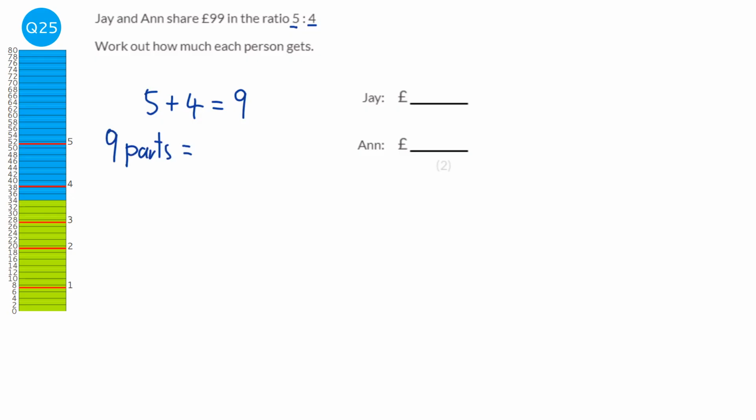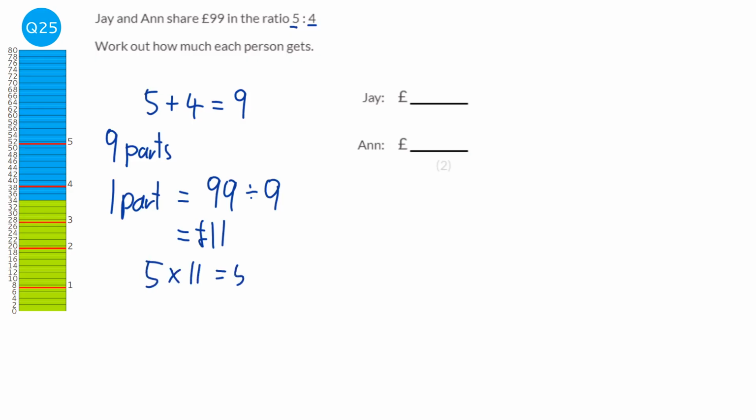Now, each part, oh, I've got an equals there. Each part or each pile is going to be worth what 99, okay, which is the total amount of money, divided by how many equal piles we have. So divided by that 9. So 99 divided by 9 is 11. So one part is worth £11. So J has 5 piles of £11. So J has 5 times 11, which is 55.